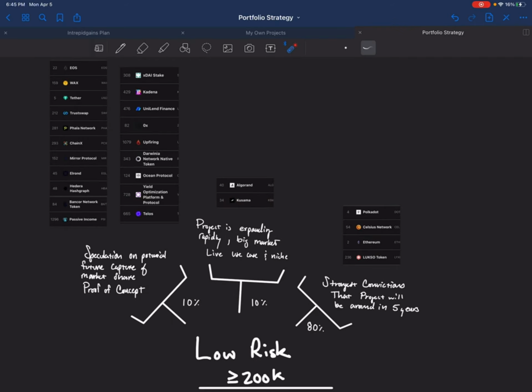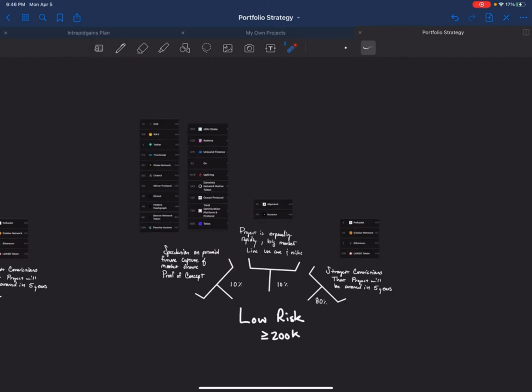I think it will catch up to Polkadot in my portfolio. But Algorand and Kusama are expanding rapidly. They're big market projects. They're live, with use cases and niches, and they're established. And you can notice the way this portfolio is constructed is the 80-20 rule, right?